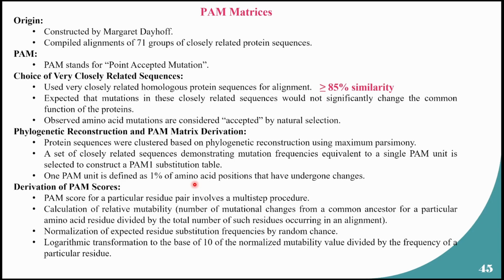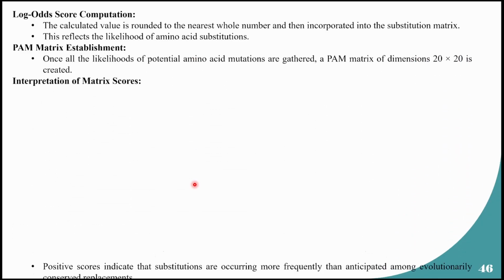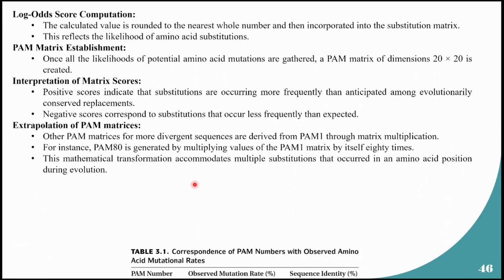So that means that PAM1 is better suited for very closely related homologous sequences, and any lower PAM values, ideally around PAM 40 maybe, are suited for closely related sets of sequences. And if you go even higher, for example PAM 200, that will be suited for distantly related sequences. So you can get the match and mismatch score from these PAM matrices.